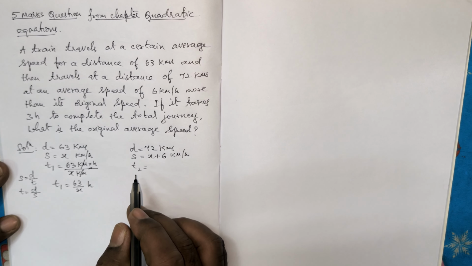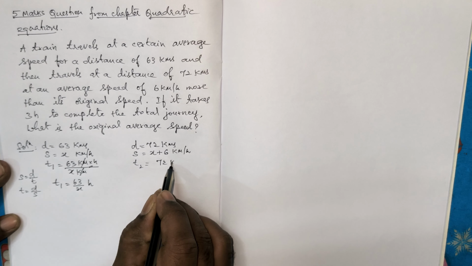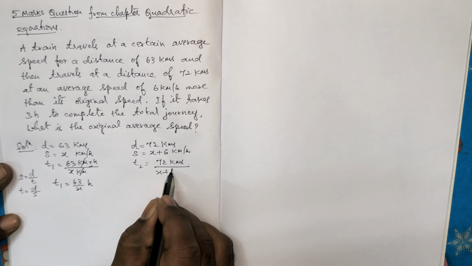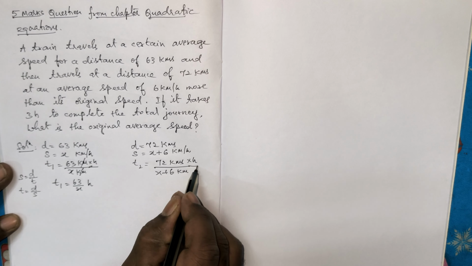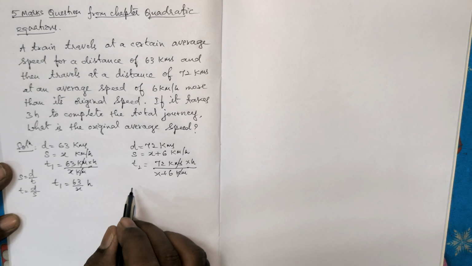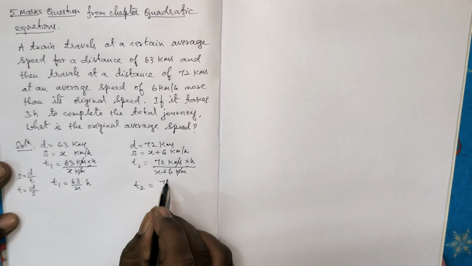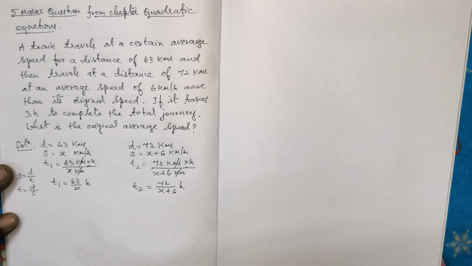In the second case, again we are calculating time as distance by speed. Distance is here 72 kilometers and speed is x plus 6 kilometers per hour. Hour goes to the numerator. Kilometer cancels. So time taken in the second case is 72 by x plus 6 hours.